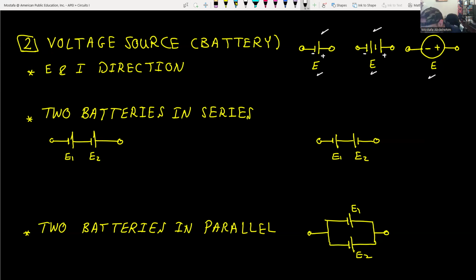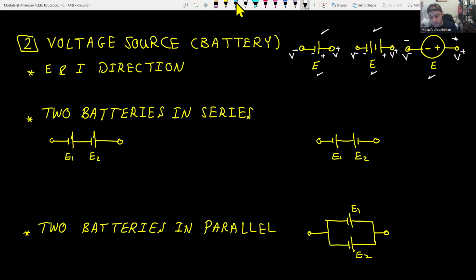Okay, and again, here it is very, very clear. Here this is the positive terminal and this is the negative terminal. You can call this V positive, you can call this V negative. You can call this V positive, you can call this V negative. Or whatever name you want. V1 and V2, whatever you like, VA and VB.